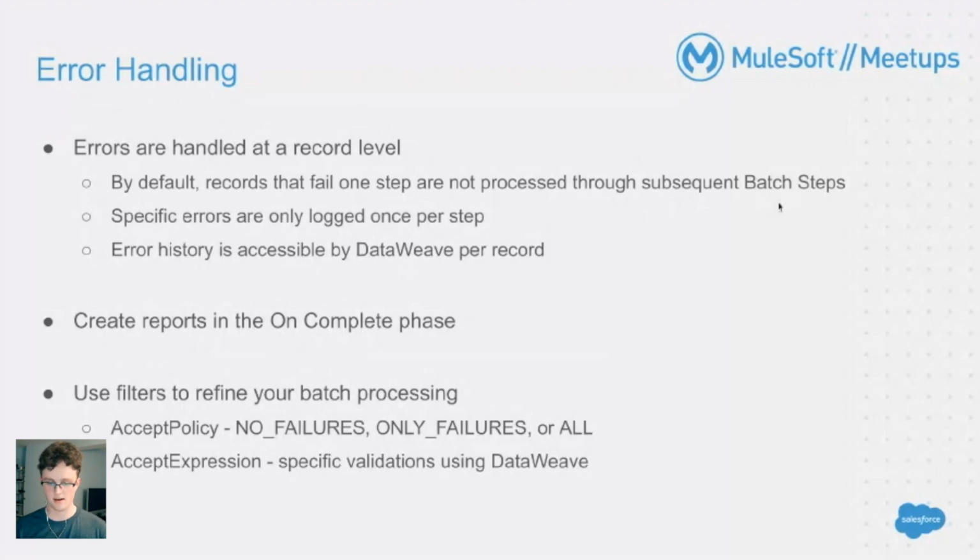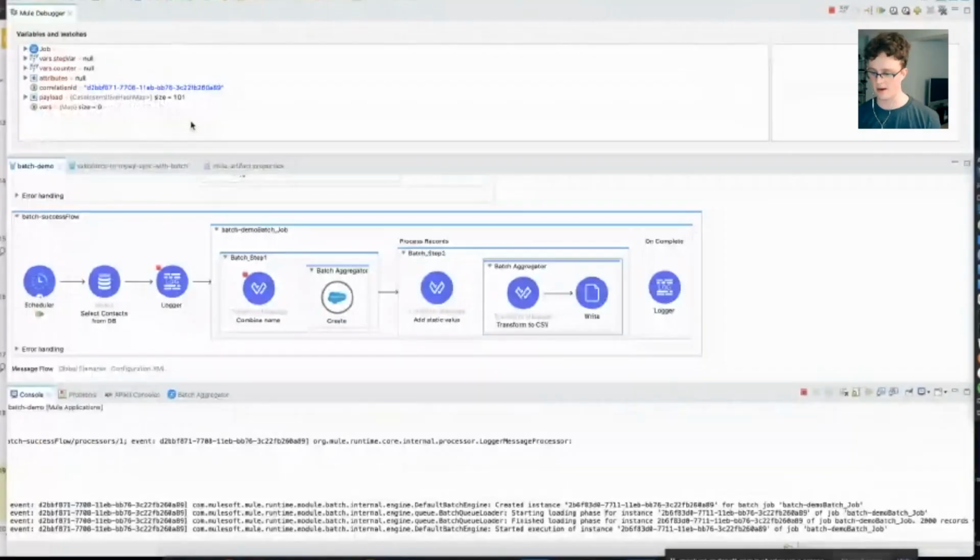You can see here in the log, as the batch job is created, it creates what's called an instance for the batch job. So this batch job instance is like one run of the batch job. All the records, that queue, that's all attached to this batch job instance. We've got that loading phase that I talked about, where it's creating this queue, splitting the payload into records, and then spinning off threads to do that.